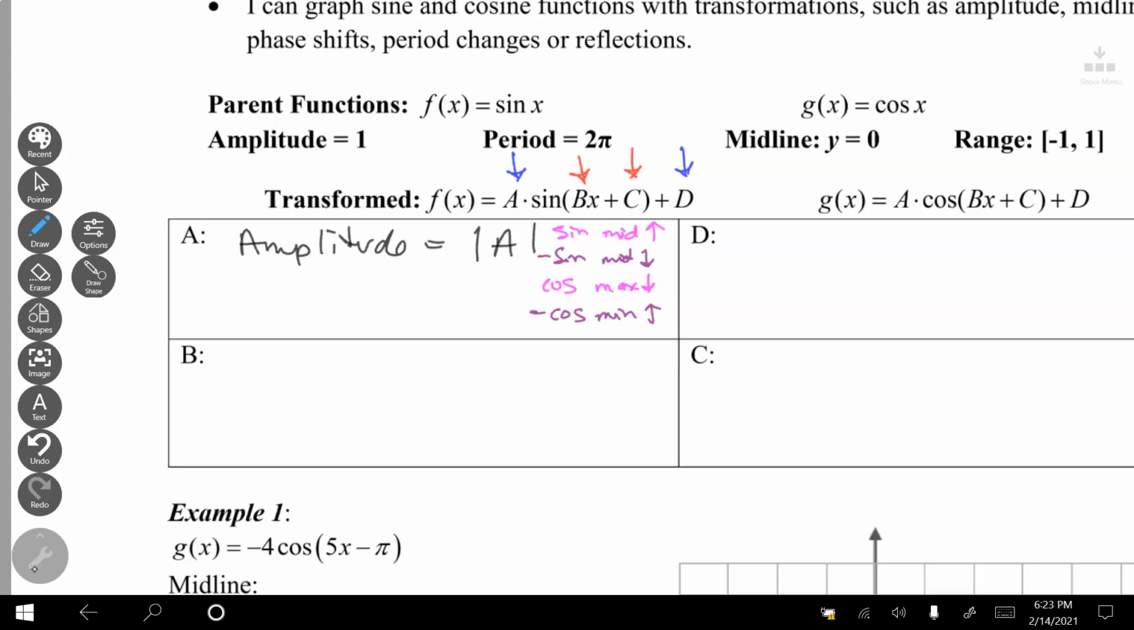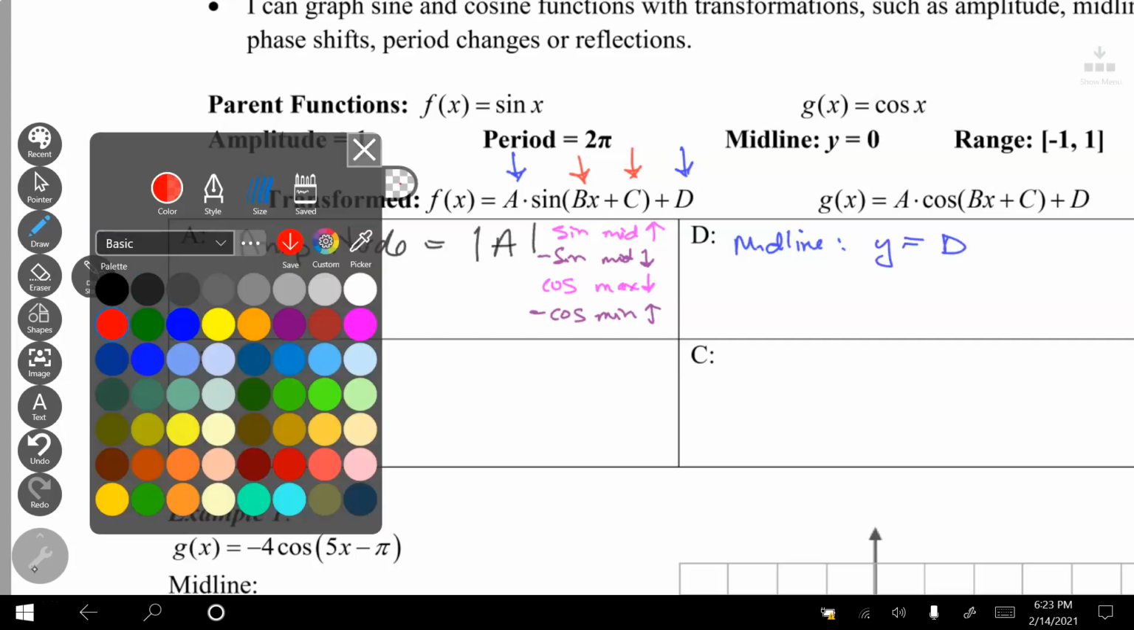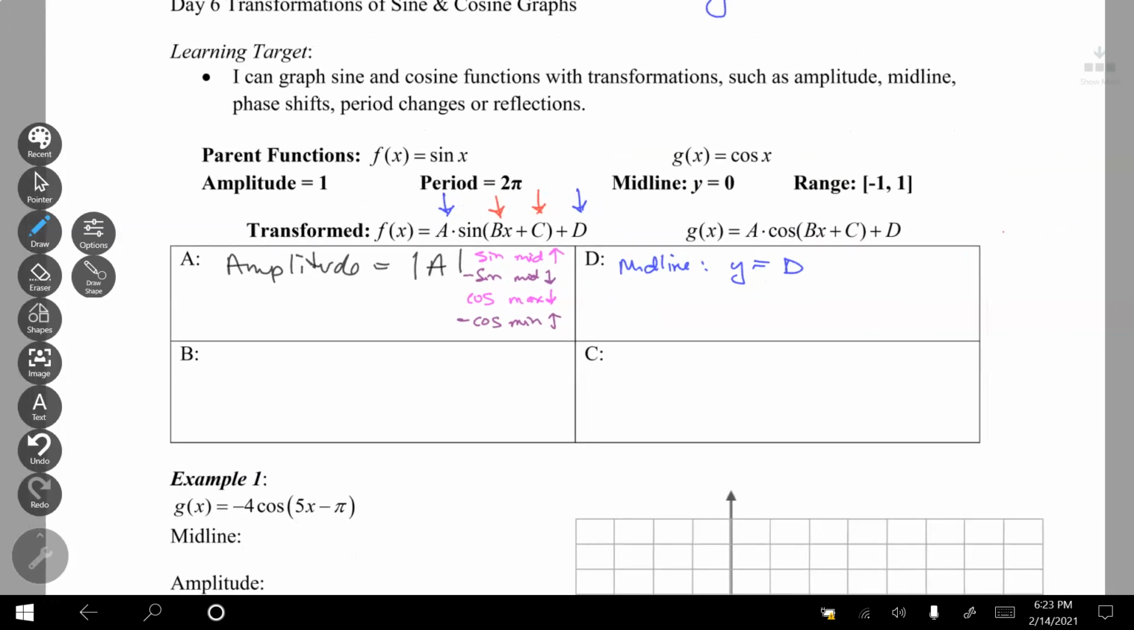The other thing that we did last class was D, and we said the midline was y equals the D value, and it shifts the graph up or down. So we also talked about how first I draw the midline, and second thing I do, I use the amplitude to mark off the min and the max values on the graph.